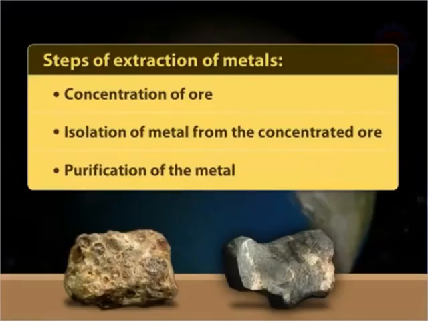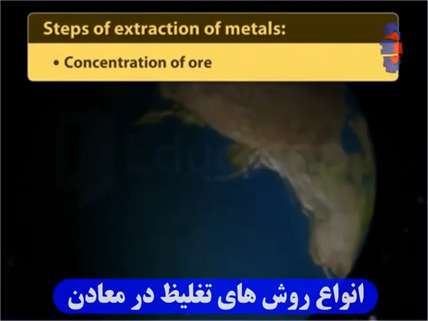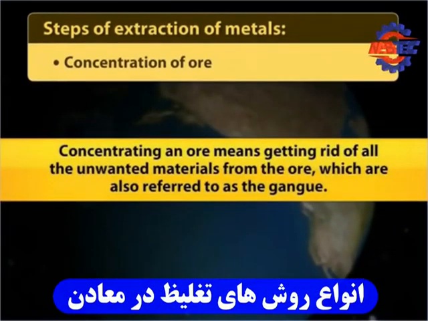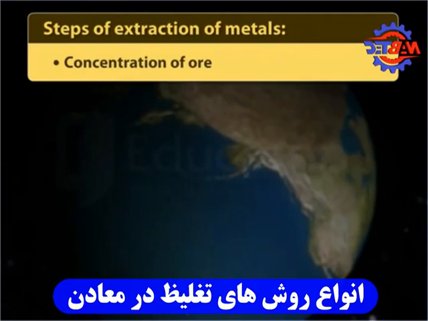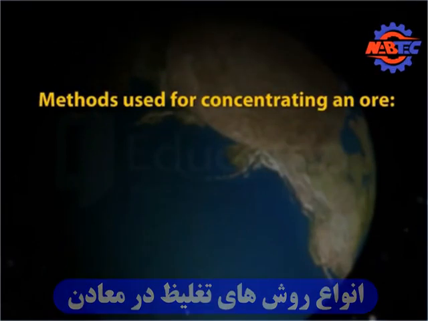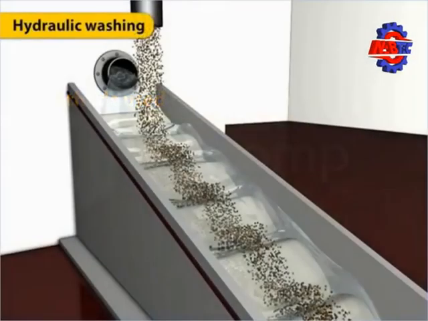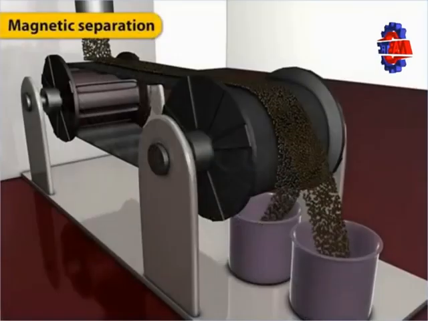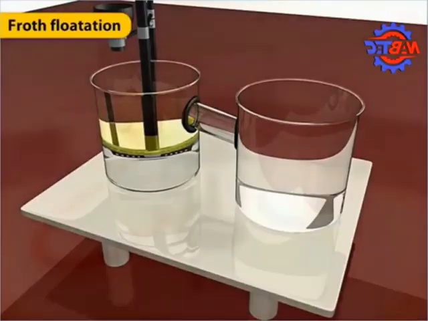You will learn in detail about the first step of metallurgy, the concentration of ore. Concentrating an ore means getting rid of all the unwanted materials from the ore, which are also referred to as the gangue. Depending on the properties of the ore and its gangue, the methods used for concentrating an ore may include hydraulic washing, magnetic separation, froth flotation, and leaching.